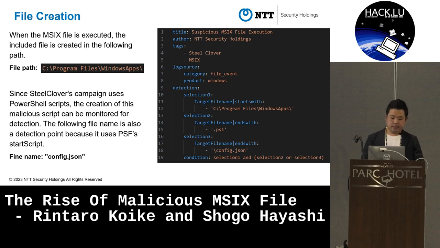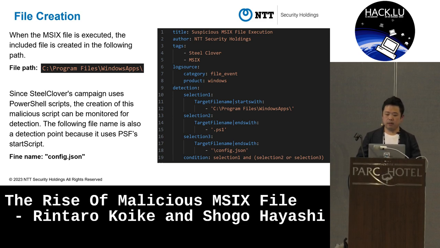First, we introduce a detection method that focuses on file creation behavior. If a user opens the MSIX file, malicious files and other files included in the MSIX file are extracted under C:\Program Files\WindowsApps. After that, the PowerShell script specified by the start script in PSF will be executed. The behavior at this time can be detected.